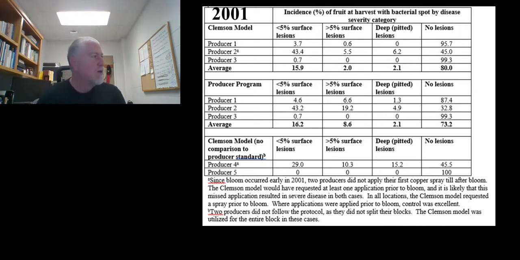Producer 2 here, and then also producer 4. They did not get in any of their pre-bloom applications of copper. And you can see how much disease they had. At least half of their fruit had pretty severe lesions that would have taken the fruit away from market. And this one here is even worse, I think, if you look at it. They just had a tremendous amount of damage. And those folks who had those pre-bloom applications just did not have those kinds of issues. So that's always been a good warning to me that you need to make sure you get those copper applications in.